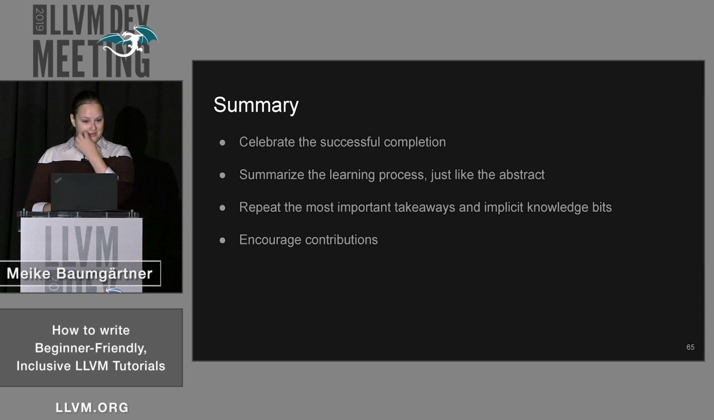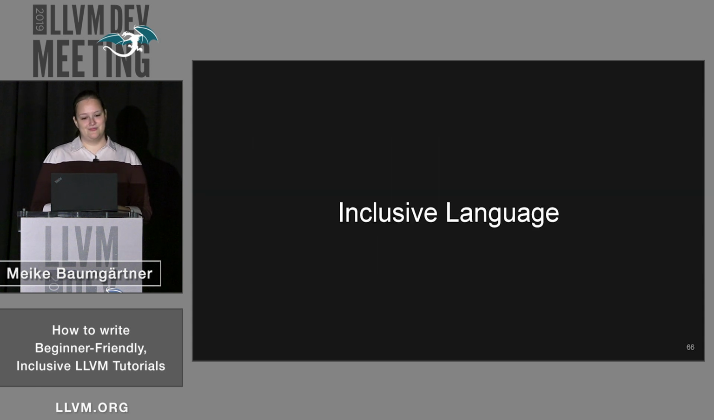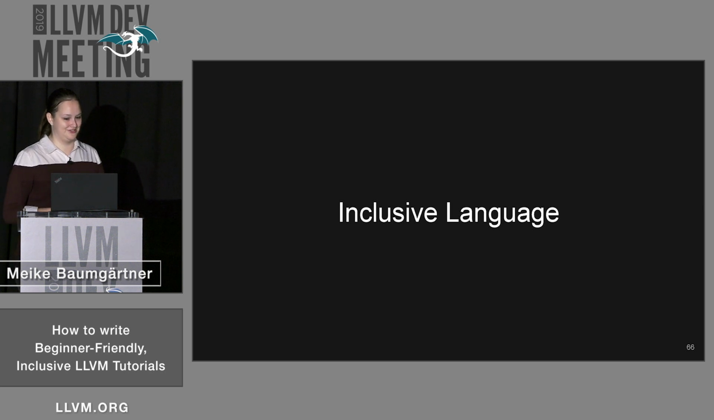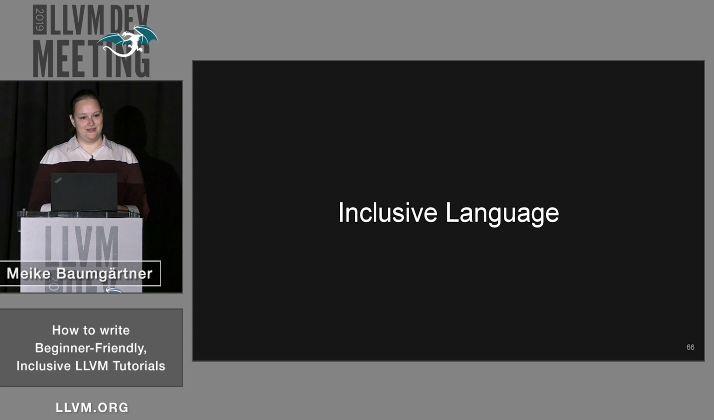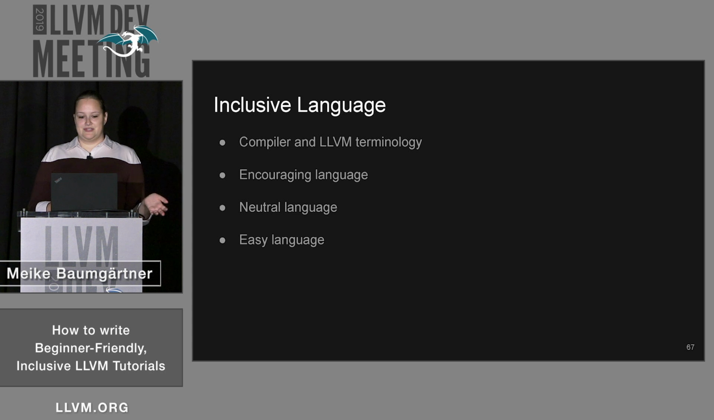otherwise. And now onto one of the parts that is also very dear to me and good for documentation in general, not only tutorials, which is inclusive language. Because now we know how to structure a tutorial roughly, but what kind of language? Like, how should we write it? And I'm going to explain what I understand from inclusive language with some examples of 4 types of languages, which is compiler and LLVM terminology, encouraging language, neutral language, and easy language. And I'll deep dive into all of those.